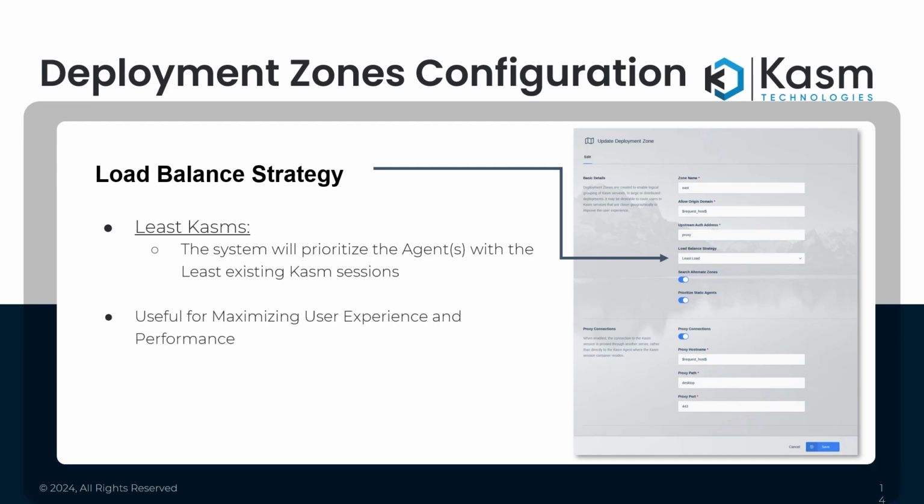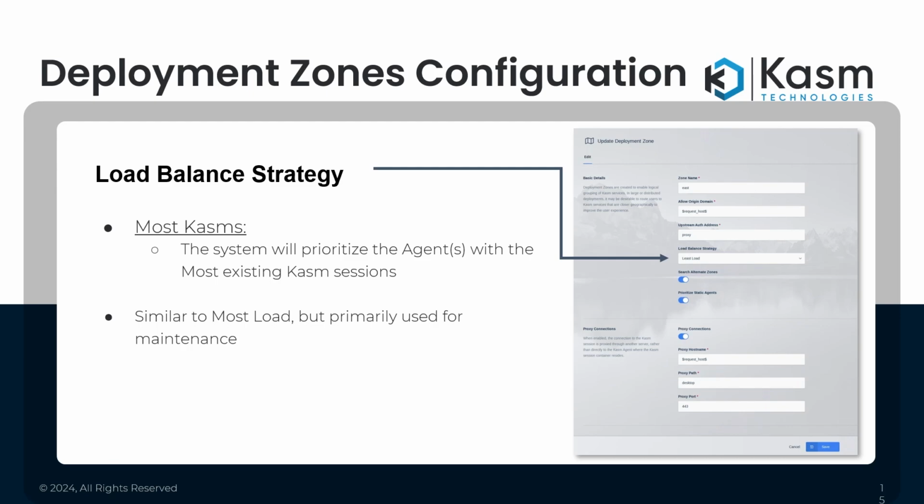Least Kasms is similar to the least load option, but in this strategy, instead of looking at the overall resources currently being utilized, it looks at the number of Kasm sessions. The priority goes to the agents which have the least number of existing Kasm sessions. This difference is very important to understand because not all workspaces utilize the exact same amount of resources. This strategy can be optimal whenever you want to maximize performance across your agents and also maximize the user experience.